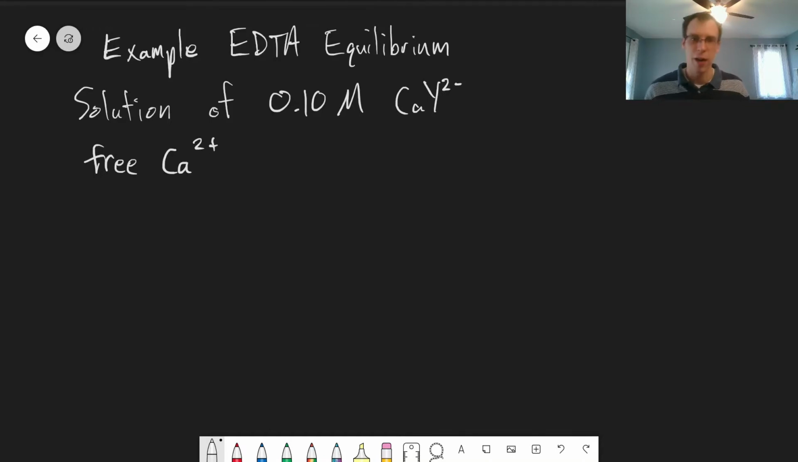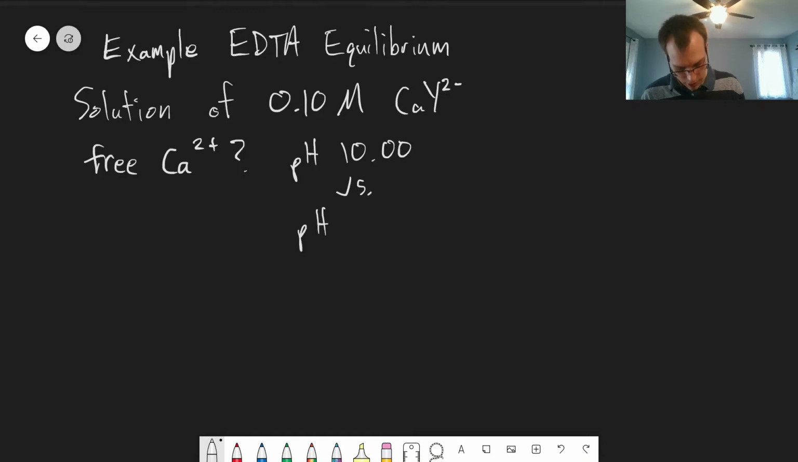This is similar to how, in a saturated solution with a precipitate, you'll have a small amount of the ions that are present that made the precipitate, right? So just like our solubility products. So the question is, how much free calcium, and how will this depend on pH? All right, so if we have a pH 10 solution versus a pH 6 solution.